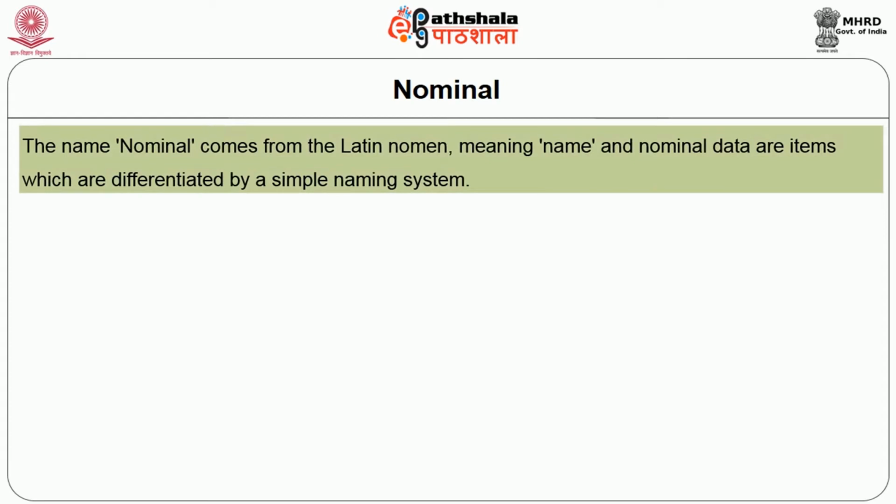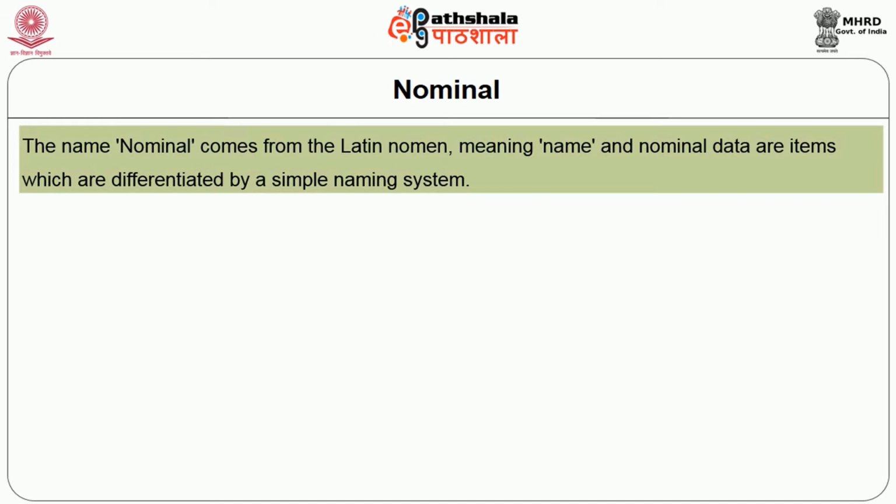Nominal. The name nominal comes from the Latin word nomen, meaning name, and nominal data are items which are differentiated by a simple naming system. The only thing a nominal scale does is to say that items being measured have something in common, although this may not be described.